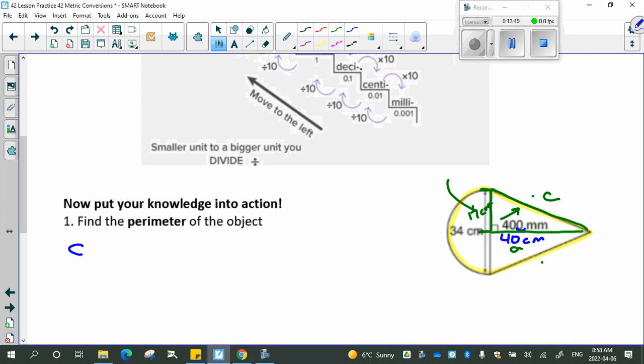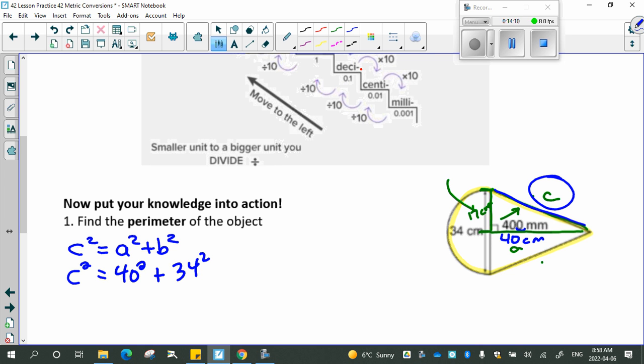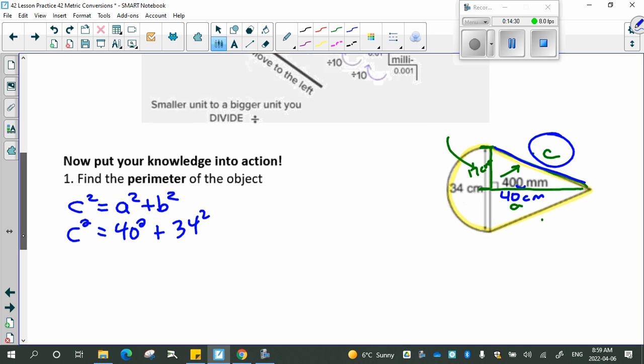Okay, so c squared equals a squared plus b squared. C is always the hypotenuse, so that's the one we're trying to find. We don't know its length. A and B don't matter which is which, but they're the legs. So I've got 40 squared plus 34 squared. Now, if I forgot and I put 400 squared here, would the answer for C be correct? No, okay? So you have to be working with the same units in order to get the correct side length. All right, so then we do the squares.